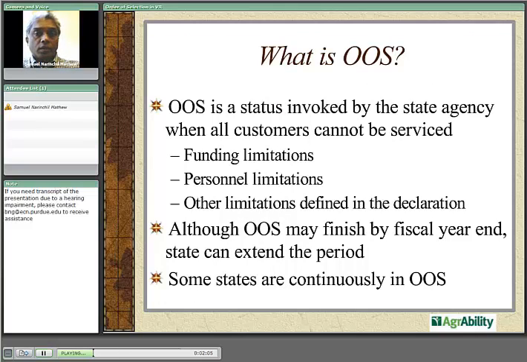What is OOS? Order of selection is a status invoked by the State Vocational Rehabilitation Agency when all eligible customers cannot be serviced due to resource limitations, including availability of funds or personnel. The OOS defines the order in which customers will receive services. Usually, OOS stays in effect till the end of the fiscal year, the financial year, when new funds become available. Each state agency decides its OOS status, and some states are known to continuously be in OOS status.